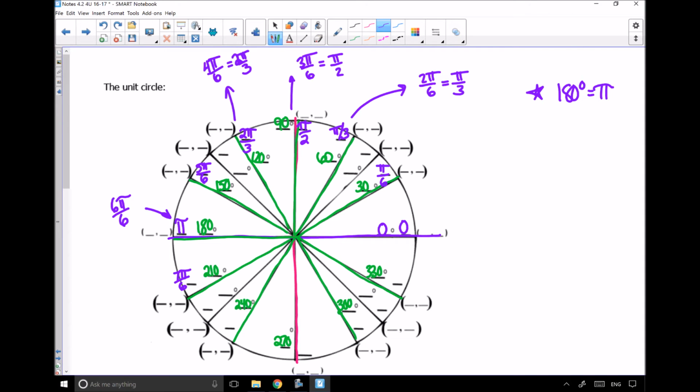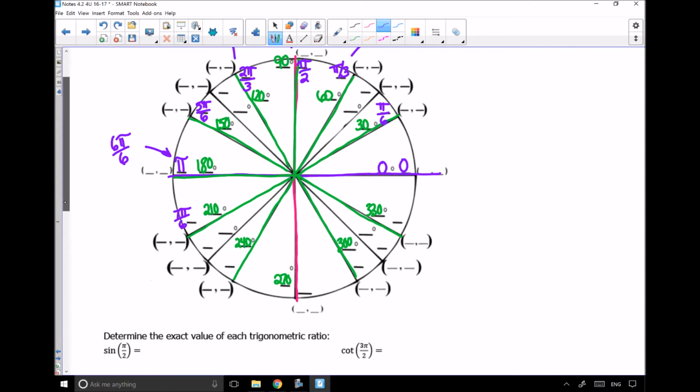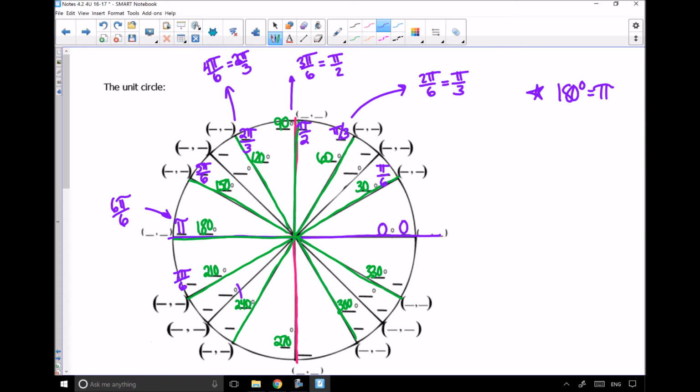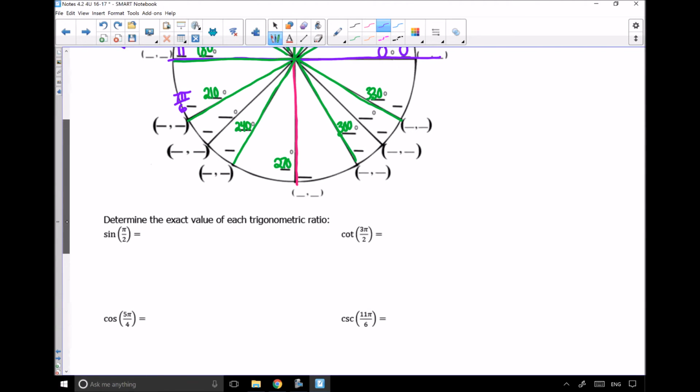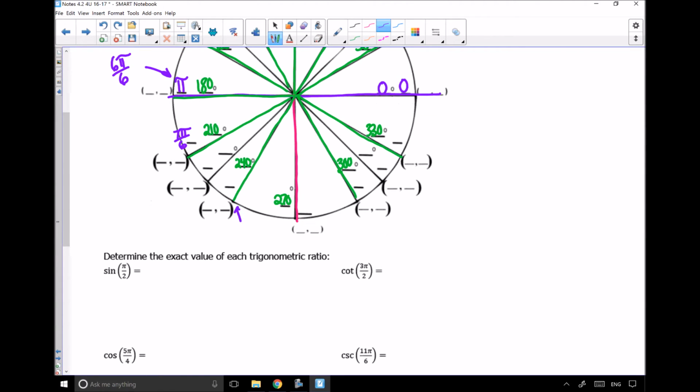Okay, this right here would then be 8 pi over 6. Sorry about that. So we'll say that this right here is 8 pi over 6. However, we'll simplify it to say that it is 4 pi over 3. So that's what this is in radians, 4 pi over 3.